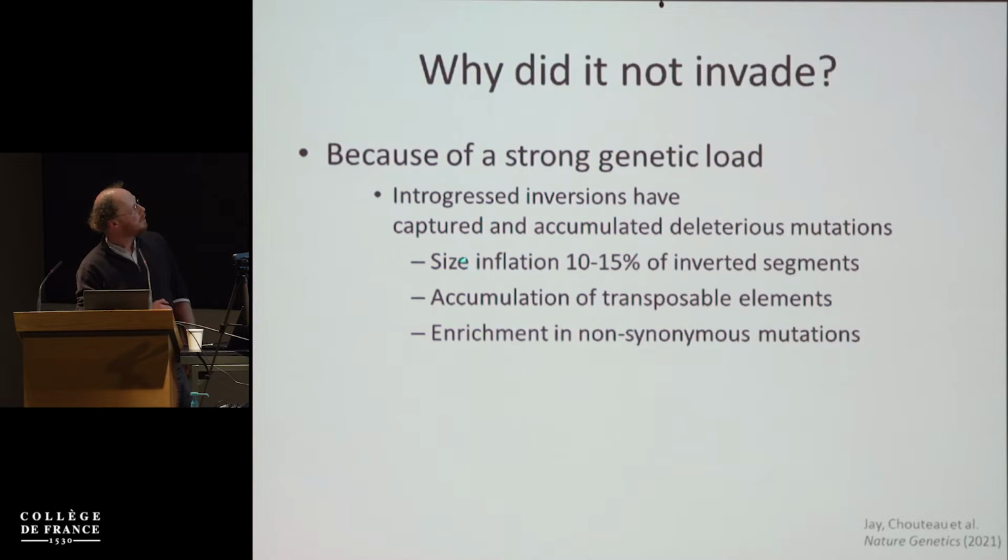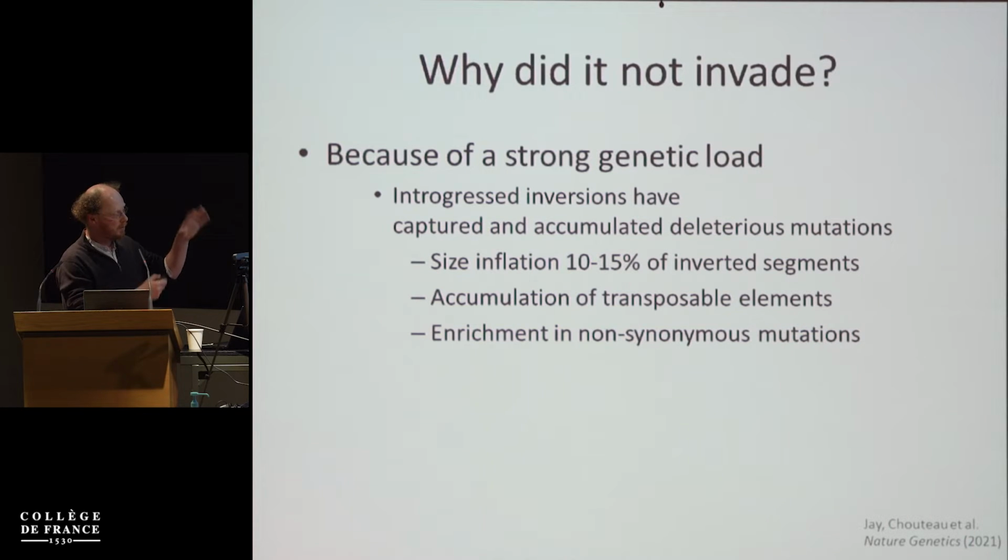We also have evidence that the introgressed inversions have captured and accumulated deleterious mutations, probably due to the bottleneck associated with the inversion formation, but also because of the lack of homozygosity because of low survival of homozygotes. So it's always heterozygotes, so it cannot purge any deleterious mutations. So we've seen a size inflation of about 10 to 15% of the inverted segments compared to standard, an accumulation of transposable elements, which is making most of this size inflation, actually, and a very clear enrichment of non-synonymous mutations.